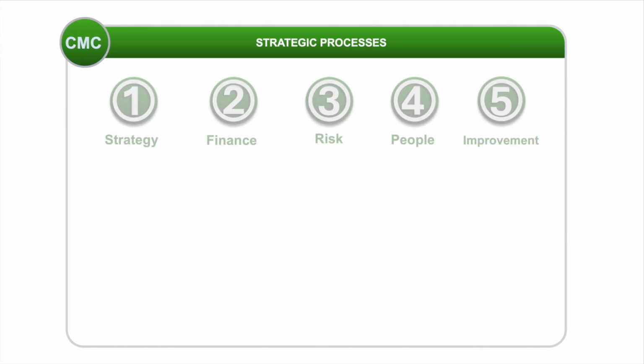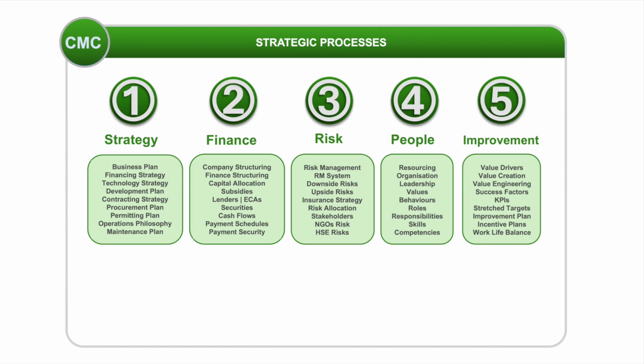One of the first things to do in the feasibility phase is to map out the strategic processes which are to be followed for your specific project. We have identified 5 main strategic areas which cover strategic planning, finance, risk, people, and improvement. As you can see, there are many strategic topics to be analyzed, discussed, described, and plans to be made. For now, we will focus on Area 1 regarding the strategic planning topics about contracting, procurement, project development and financing.